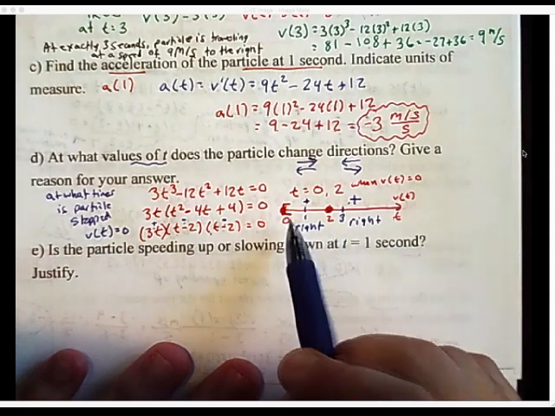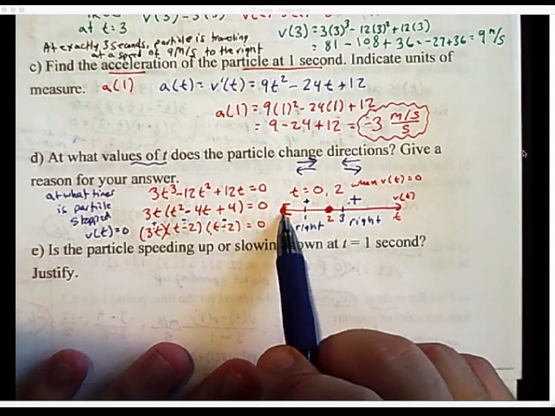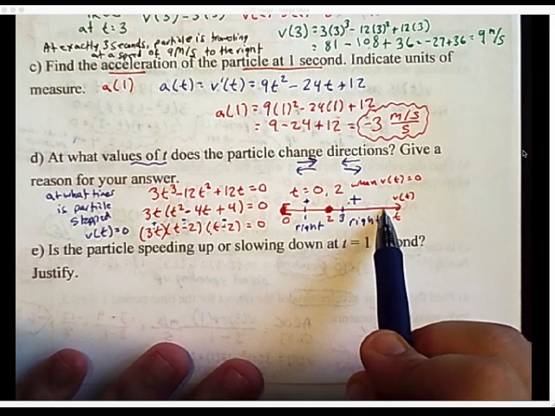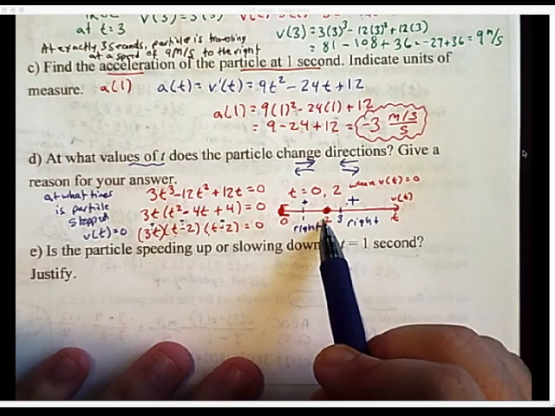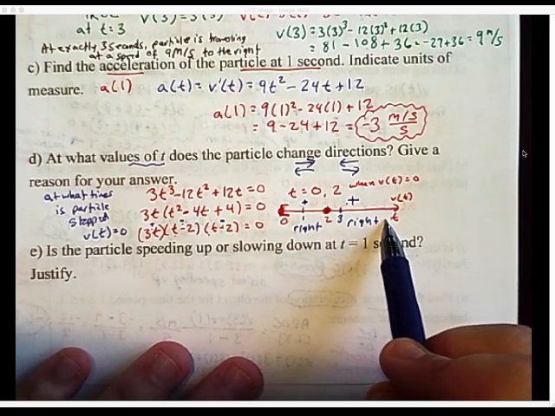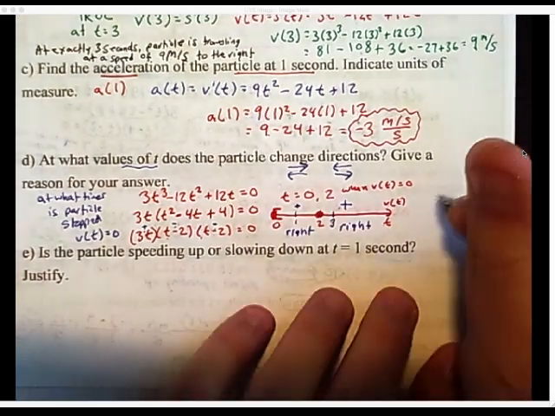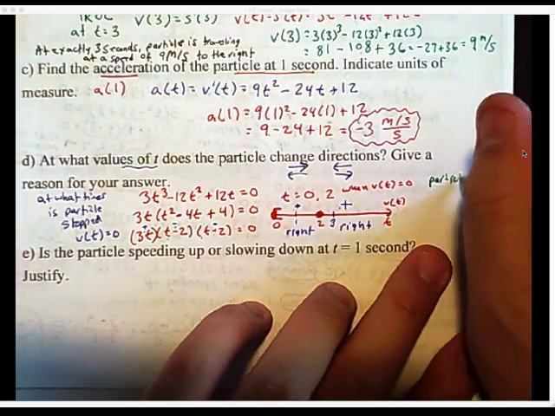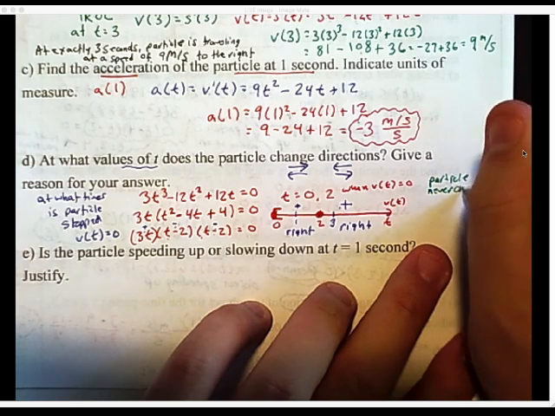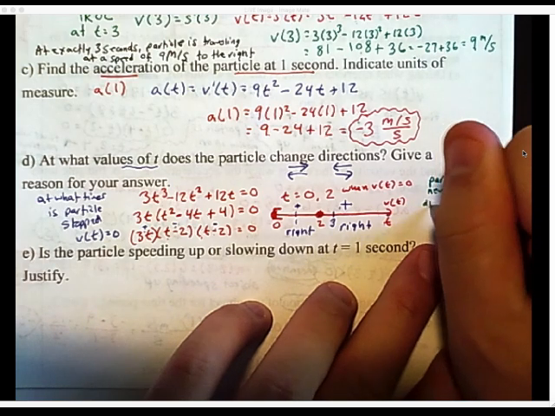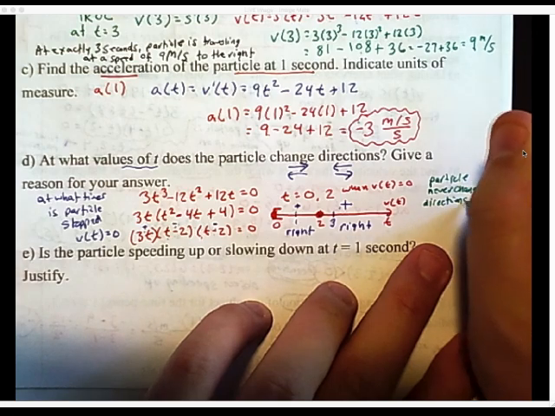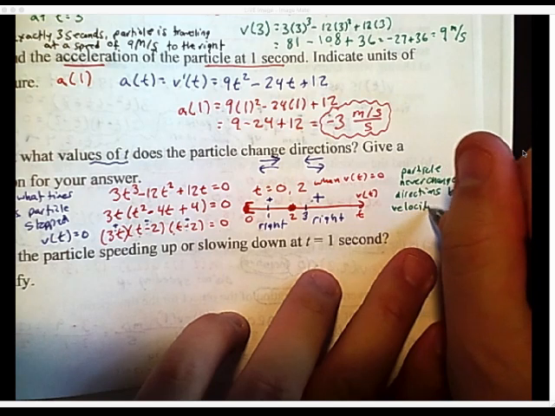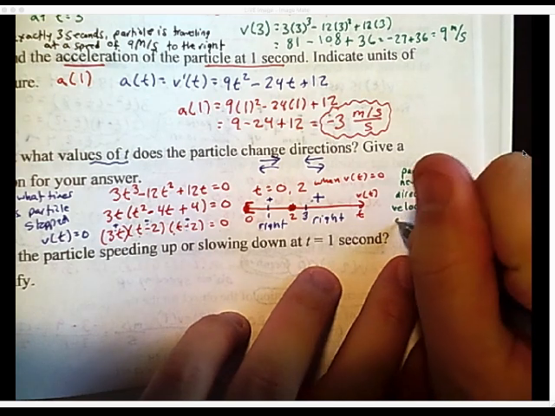So what happens to this particle? From 0 to 2 seconds, the particle moves right, and then it momentarily stops, and then it heads right again. So if it goes right, stops for a second, and goes right some more, does it ever change directions? No, it does not. We can say the particle never changes directions because the velocity never changes signs.